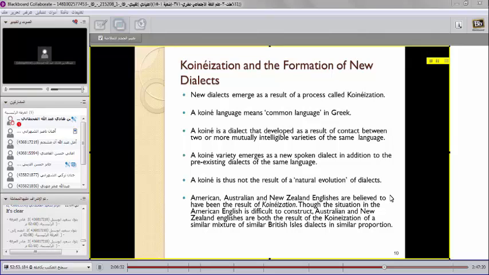A koine is thus not the result of a natural evolution of dialects. And this is the most interesting fact about colonization: American, Australian, and New Zealand Englishes are believed to have been the result of colonization. Though actually the situation in American English is difficult to reconstruct, Australian and New Zealand Englishes are both the result of colonization of a similar mixture of similar British Isles dialects in similar proportions.